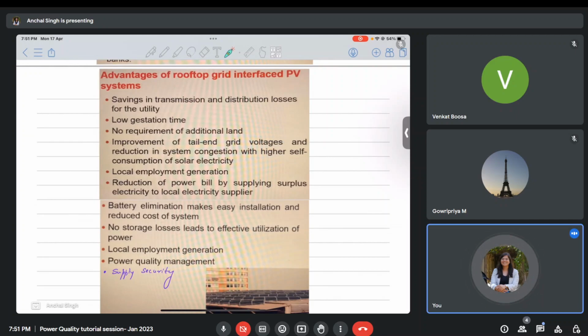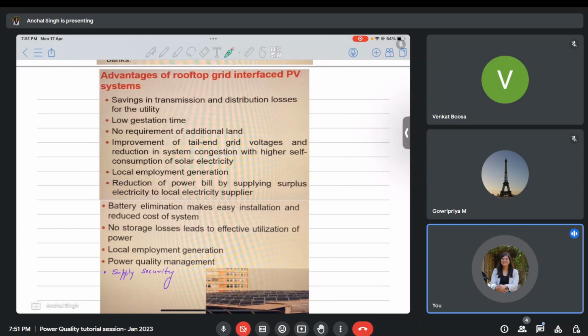They have low gestation time. In a duration of a few months, you can easily put these systems on your rooftops. Then there is no requirement of additional land. We all have our terraces, right? Most of the people put them on the terrace, or some people put them on the overhead storage tank.